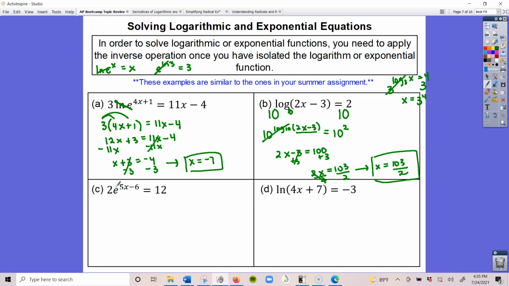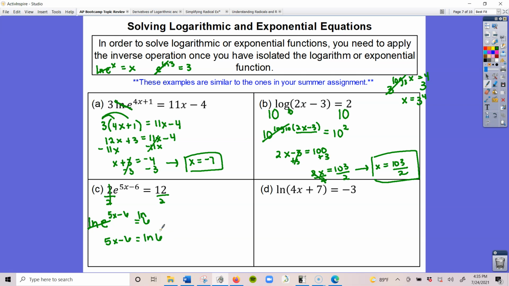Now let's look at this one here. We have 2e raised to the 5x minus 6 is equal to 12. If we want to solve for x, we have to first isolate the e. So I'm going to divide both sides by 2, and we get e raised to the 5x minus 6 is equal to 6. In order to cancel out e, the inverse operation is ln. So I'm going to apply ln to both sides. ln and e will cancel. This 5x minus 6 is no longer an exponent, and that's going to equal the ln of 6.